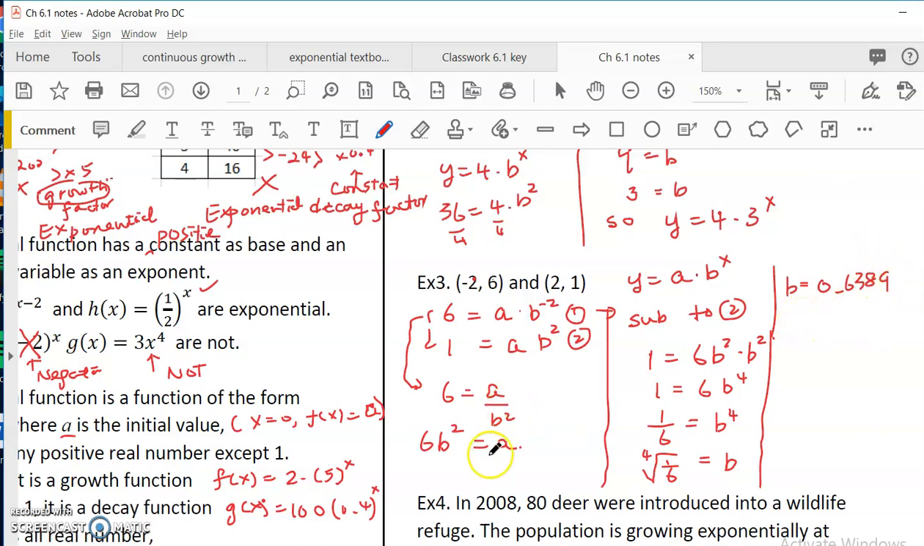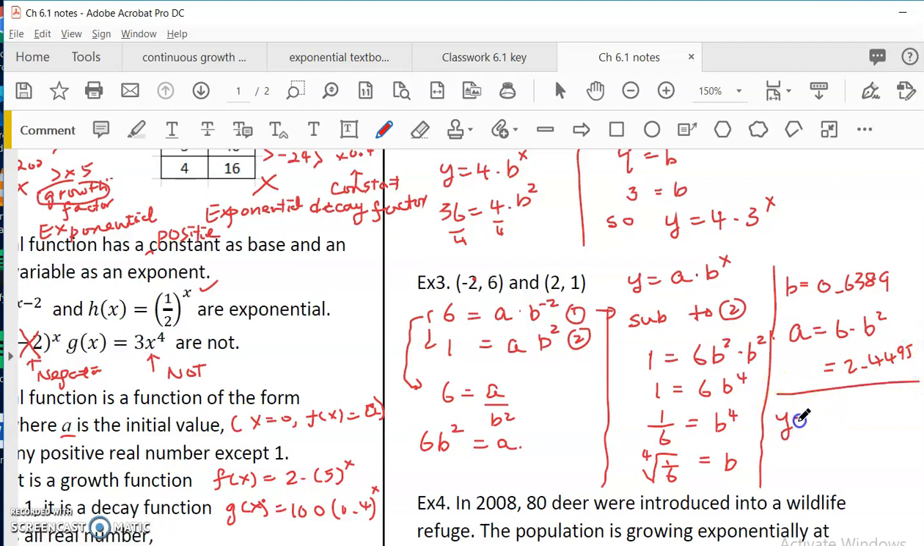What about a? Oh, a is 6b squared. A is equal to 6 times b squared. So that would be equal to 6 times, I use the one that I have in the calculator for b, so it's 2.4495. So the function is very funky.